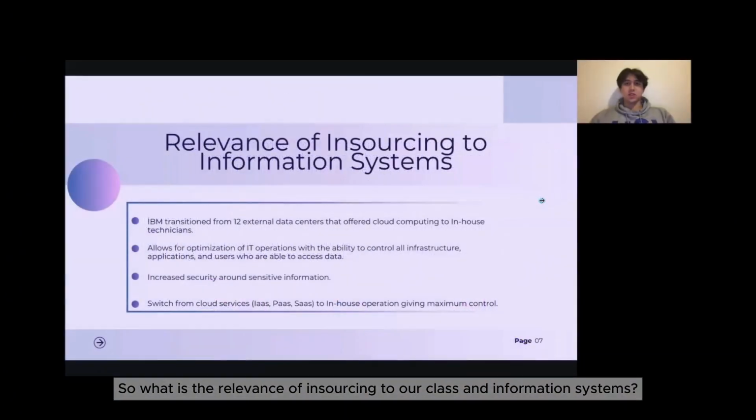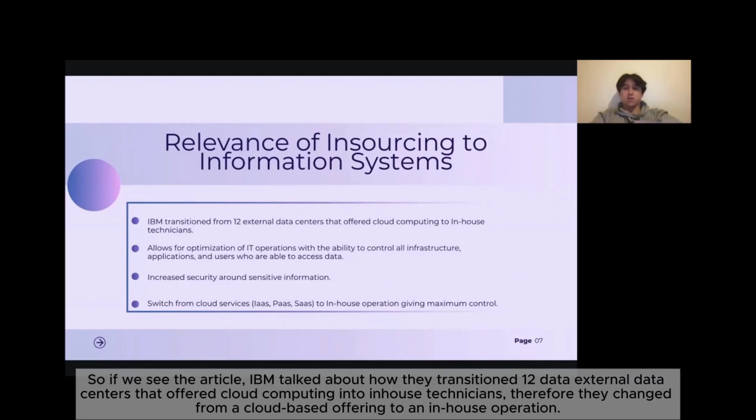So what is the relevance of insourcing to our class in information systems? If we look at the article, IBM talked about how they transitioned 12 external data centers that offered cloud computing into in-house technicians. Therefore, they changed from a cloud-based offering to an in-house operation.